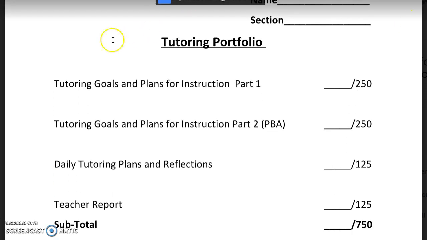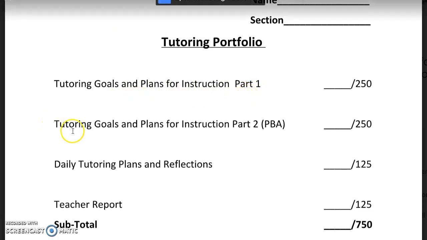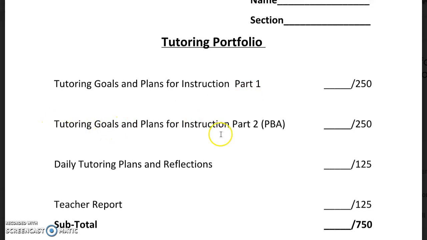What you need to have in your portfolio, which should be a 3-ring binder, are the following materials. First, you need to have your Tutoring Goals and Plans for Instruction Part 1, which is your goals paper. The next thing you need is your Part 2, which is your observed lesson. You can make that a separate section in your portfolio, or you can put it where it belongs in chronological order with all of the rest of your lessons.